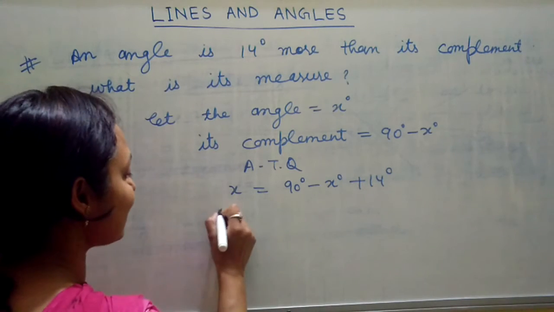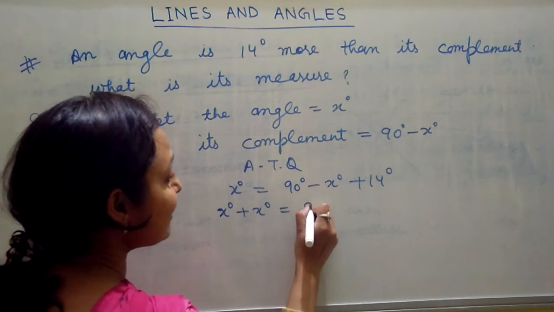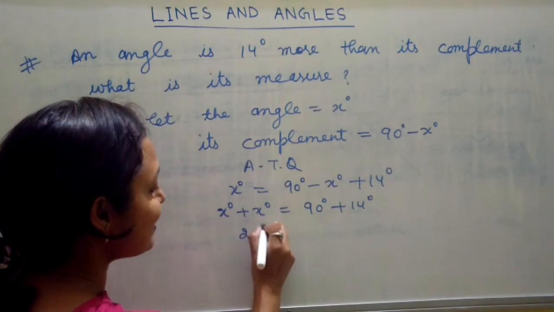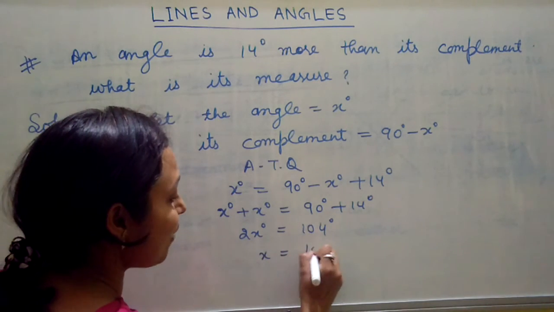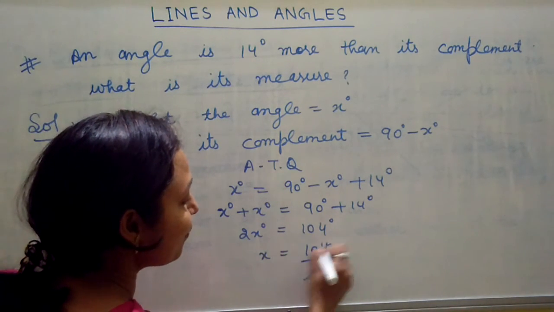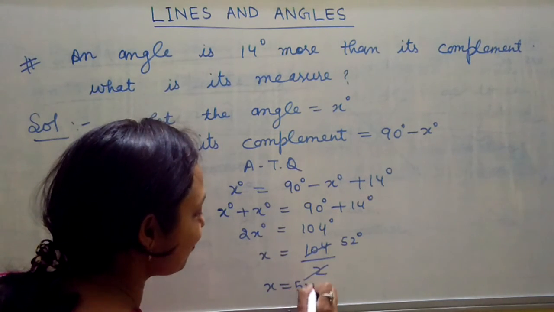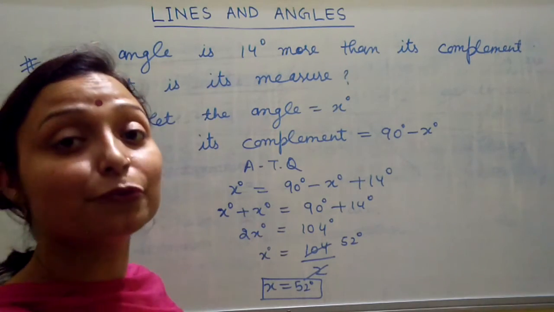I will take this on the left hand side: x plus, and 90 plus 14. This gives 2x equals 104. x equals 104 divided by 2, that is 52. The angle is 52 degrees. So this is the measure of the angle which we have to find.